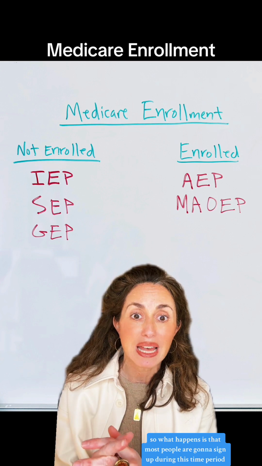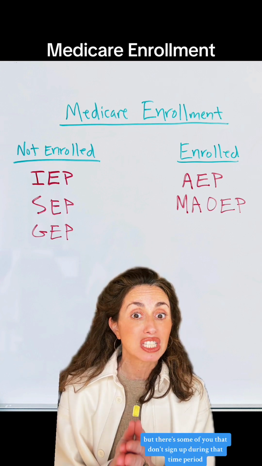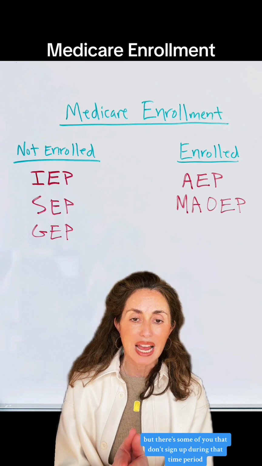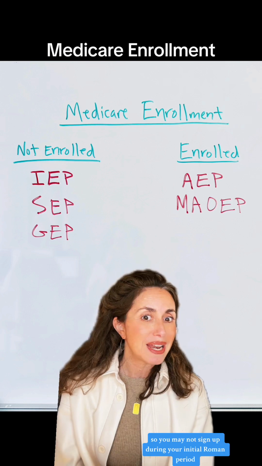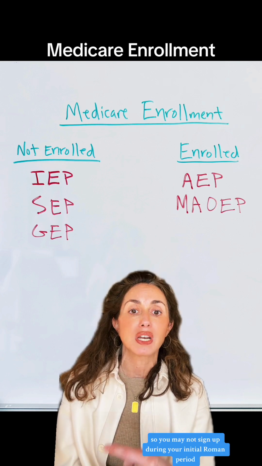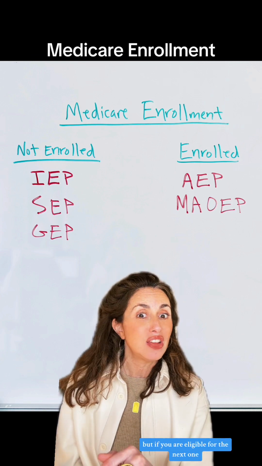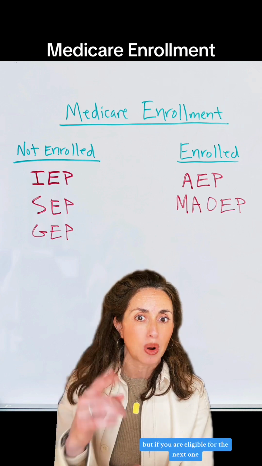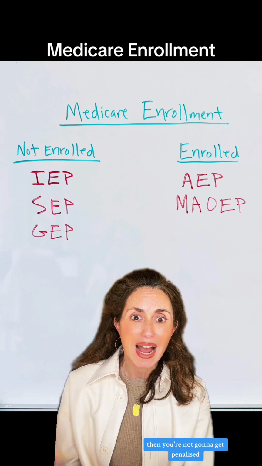So what happens is that most people are going to sign up during this time period, but there's some of you that don't sign up during that time period because you're still working and you have group coverage. So you may not sign up during your initial enrollment period, and I know you're worried, well, if I don't, I'm going to get a penalty. But if you are eligible for the next one, which is called the SEP or a special enrollment period, then you're not going to get penalized.